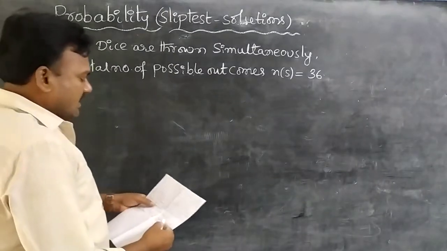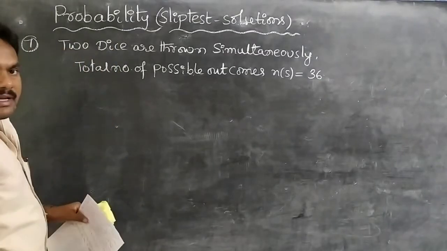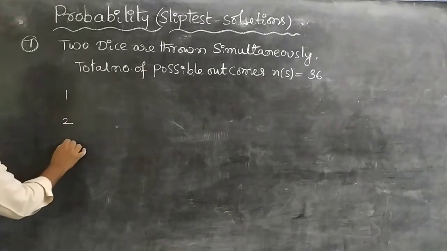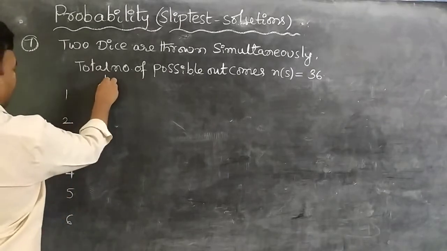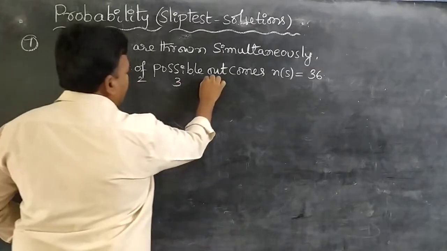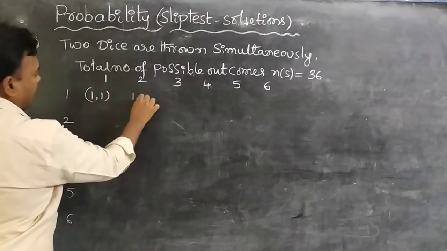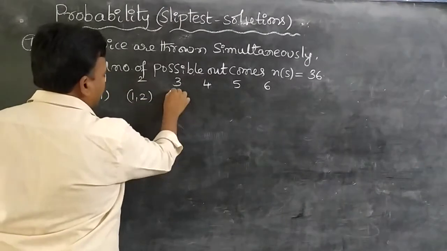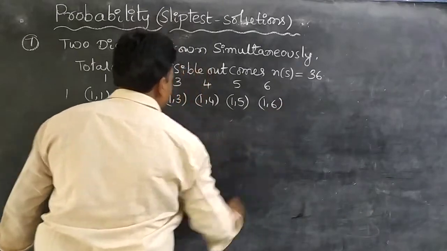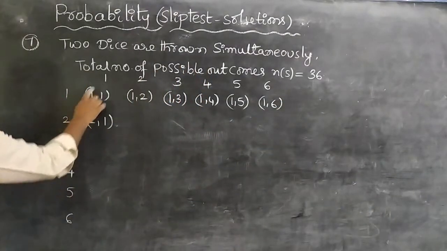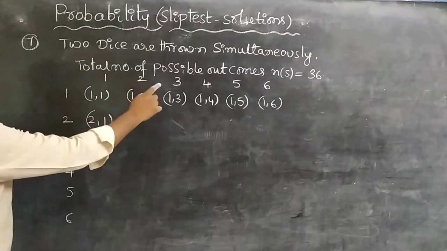Right. Observe the question. Here, first we draw the sample space. Take 1, 2, 3, 4, 5 and also 6 on one side, and here also 1, 2, 3, 4, 5 and also 6. Right. Take 1,1, next 1,2, 1,3, 1,4, 1,5 and also 1,6. Next 2,1, 2,2, 2,3, 2,4, like that.